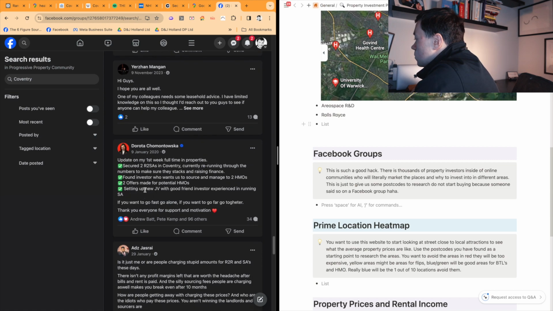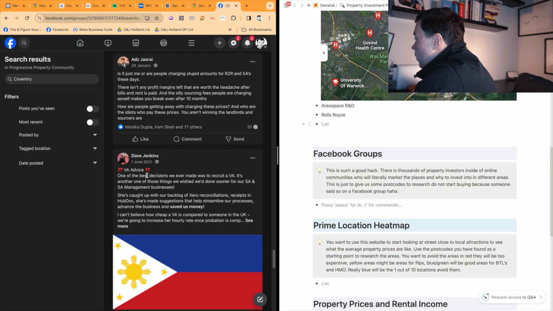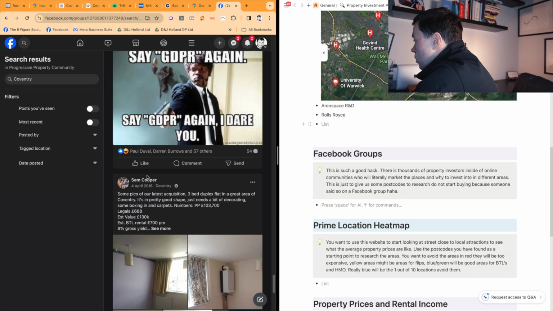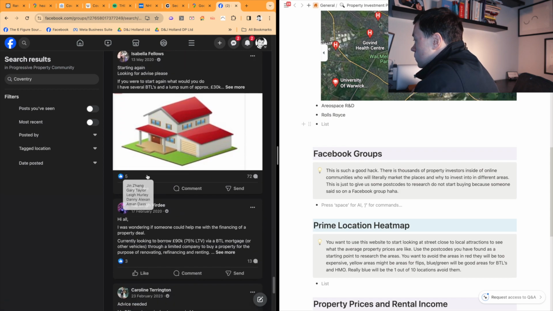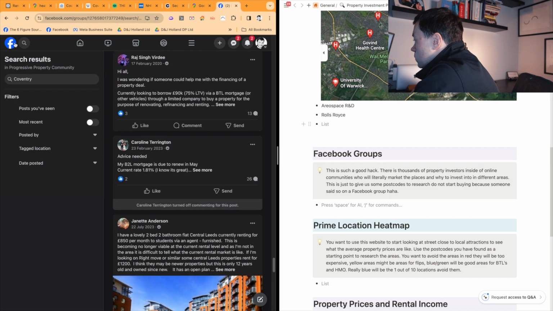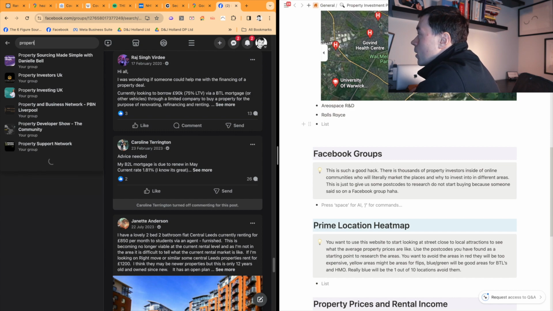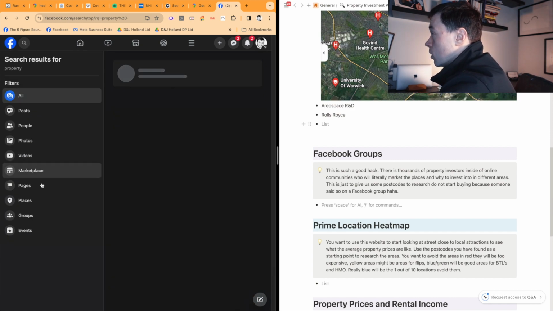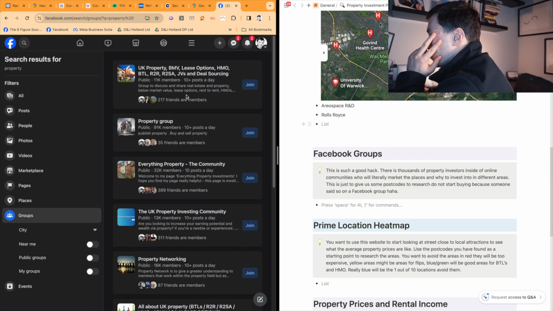Some more essays in Coventry. I mean, essays tend to work pretty well in any city centre, really, from my experience. There's nothing major there. There's no specific postcode, so let's try property. Let's find some of the other groups. Have a look at this one.